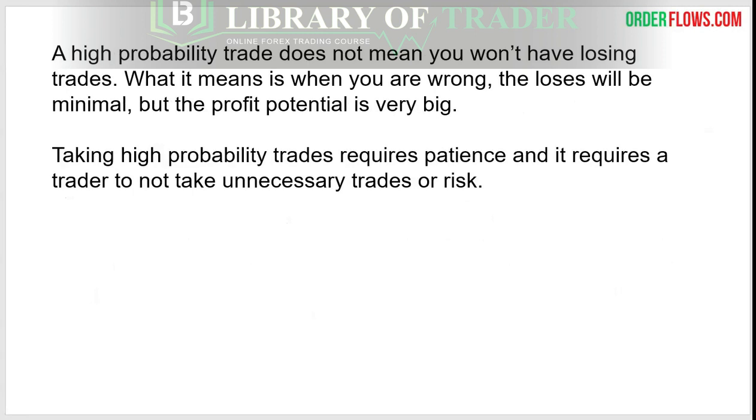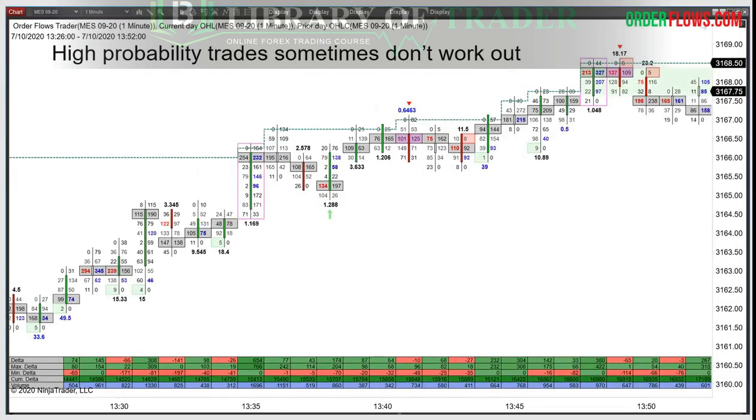A high probability trade does not mean that you won't have losing trades. What it means is when you're wrong, the losses will be minimal, but the profit potential is big. Taking high probability trades requires patience. That's an important thing, and it requires a trader to not take unnecessary trades or risk. If you have your bread and butter trade setup, you sit there and you wait for it. If it comes, you take it. If you get stopped out, you get stopped out. You understand that that's going to happen on those trades. You don't get flustered and then start taking some flyer on the next trade.